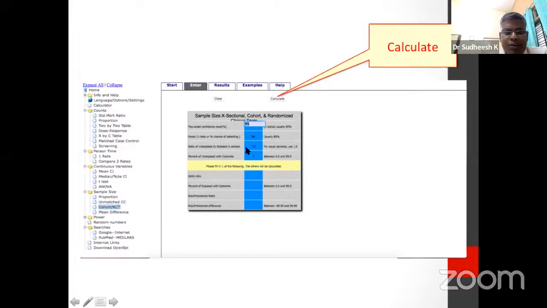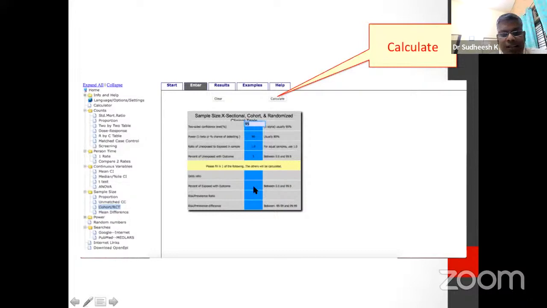Then the ratio of exposed to unexposed groups, you keep it at 1 because you want an equal number of patients in each group. Now, the next line is percentage of unexposed with outcome. That means those who have not received magnesium sulfate, and the outcome is intubation. So for those who have not received magnesium sulfate requiring intubation, as per our previous study, we enter 60 here, as per our previous calculations, and then leave out this odds ratio.